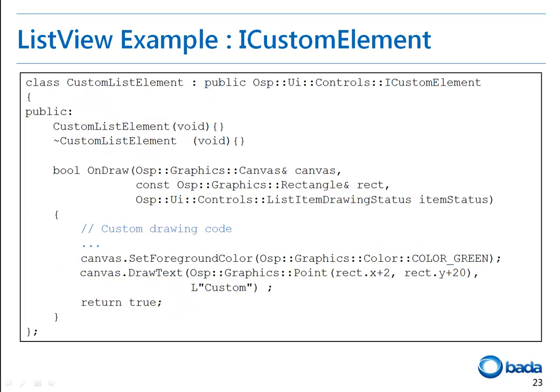Here I've shown the implementation of a custom element which handles the custom drawing. The class is derived from iCustomElement, which provides the onDraw interface for custom drawings. This callback will be called each time the bada framework needs to draw the item. Overriding the onDraw method provides all the controls needed to do a custom drawing. The canvas of the item is passed as an argument. In the example above, the foreground color is green, and a text is drawn within the rectangle, which is passed as an argument to the onDraw callback.